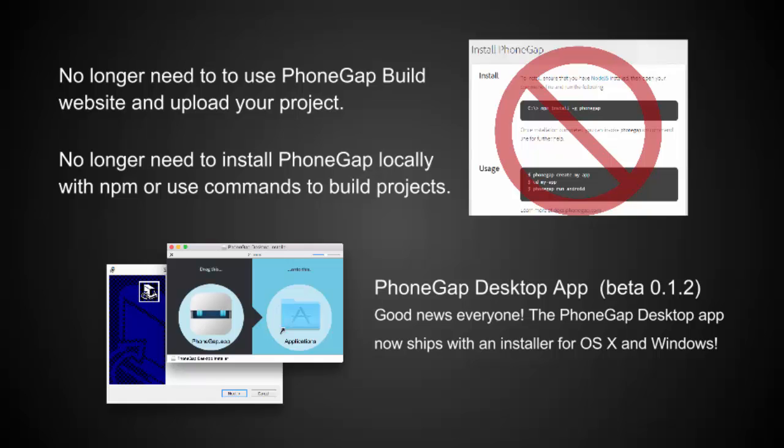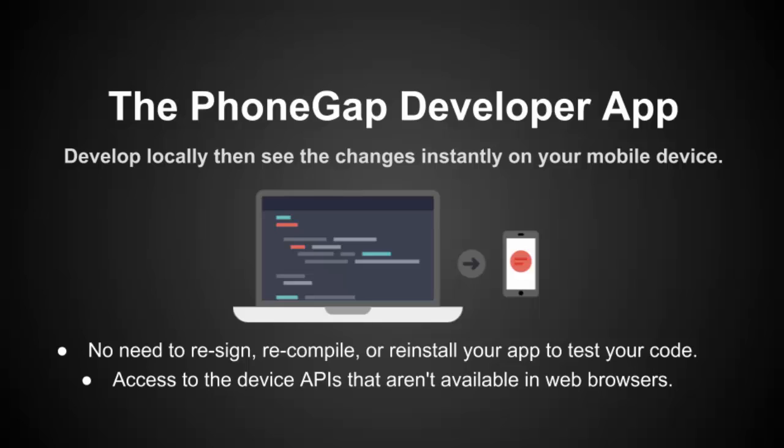projects. So the PhoneGap Developer App allows you to develop locally and then see the changes instantly on your mobile device. So there's no need when you make a change to re-sign, recompile, or reinstall your app to test your code. It's just instantly there. And you'll also have access to device APIs that aren't available if you're testing in a web browser.